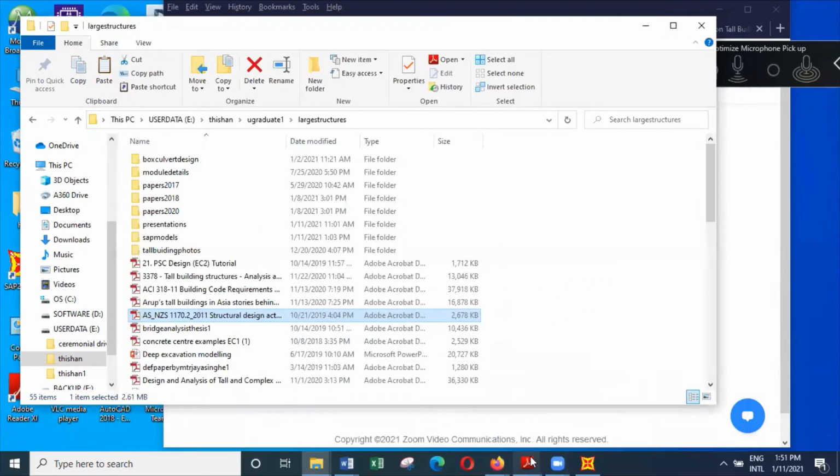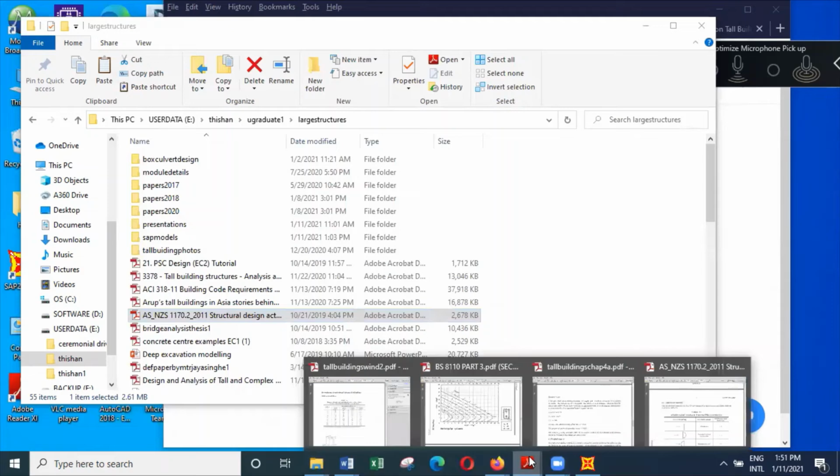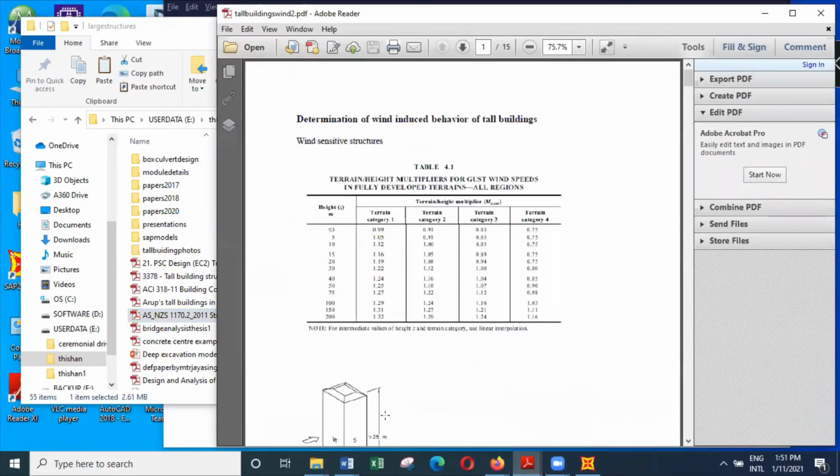Now I will have a look at a particular note. Basically, if you want to determine the wind induced response of the building, the first thing is we have to see where we are. That means we have to say we are in terrain category 1, 2 or 3.